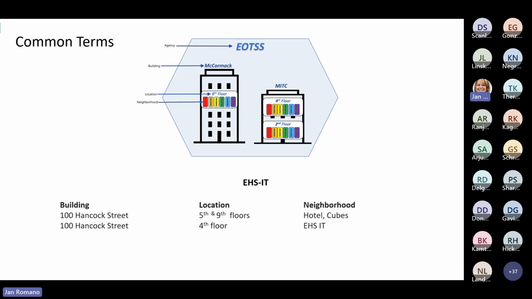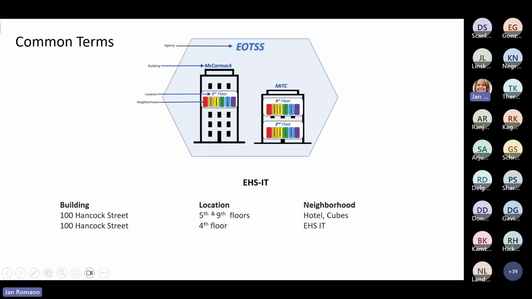Within those locations, so within those floors, you'll have different areas which are called neighborhoods. We've named these neighborhoods Hotel and Cubes for the 5th and the 9th floor, and EHSIT for the 4th floor. So you'll see these when we are going to create reservations within the system. You'll see these terms, the building. So up here, we just use this EOTS example. So McCormick and Mitzi are the 2 buildings for EOTS. Locations would be 8th floor, 4th floor, 2nd floor, and there are different neighborhoods within each floor.